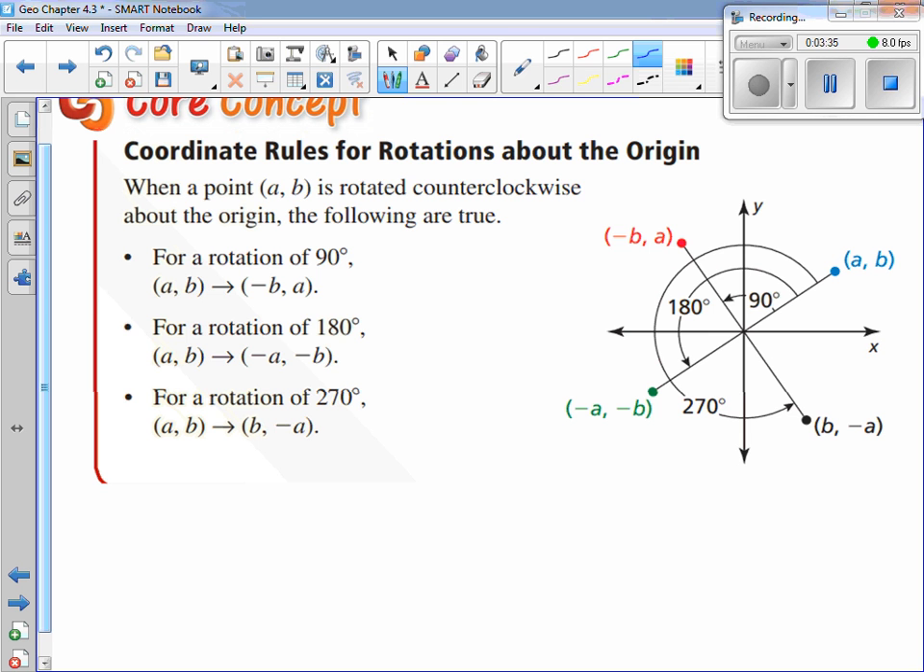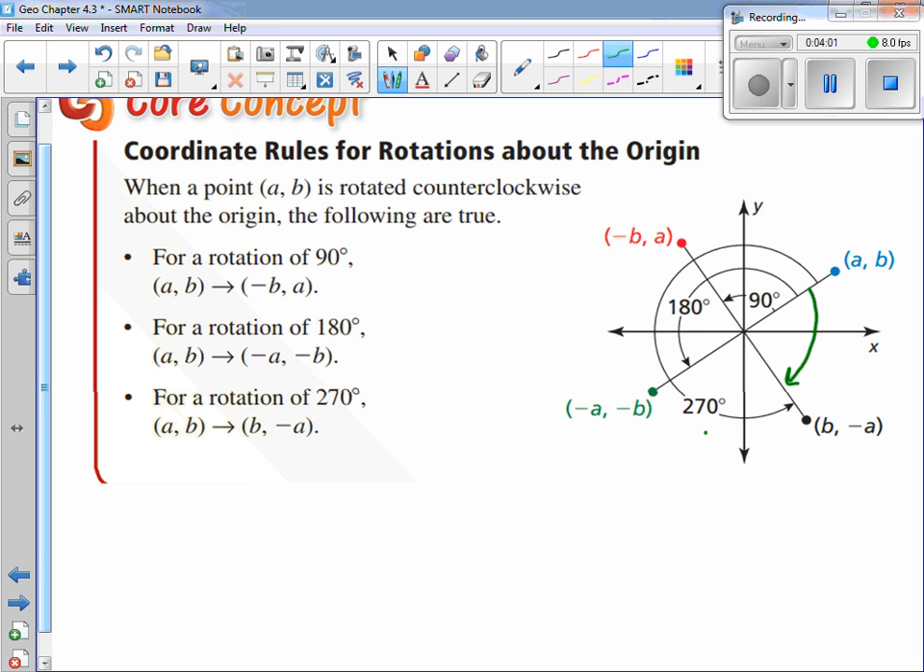So that's counterclockwise. Well, if I went clockwise, wouldn't 90 degrees clockwise be the same as 270 degrees counterclockwise? Because one whole circle is 360, so 270 one direction and 90 the other direction would be a whole circle, yes? So it works out for counterclockwise.